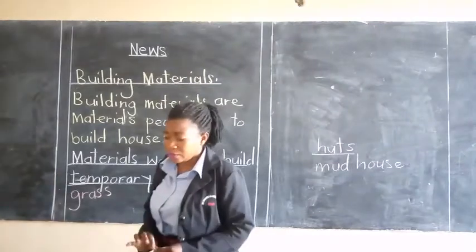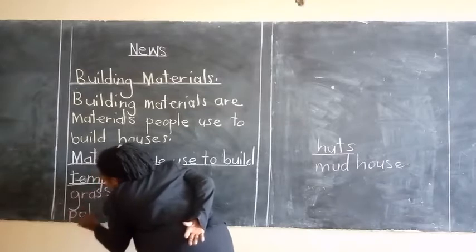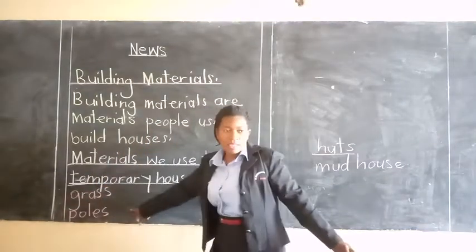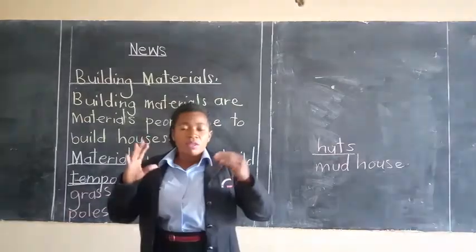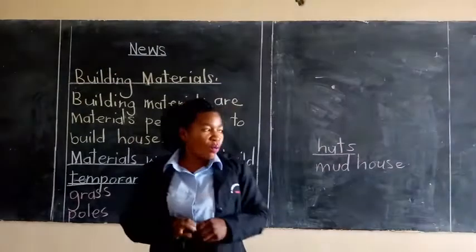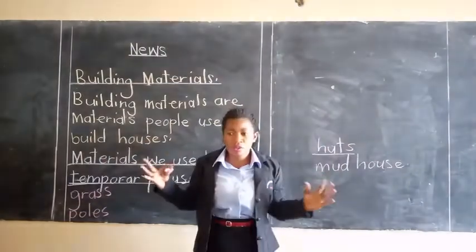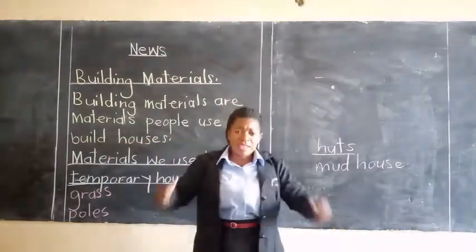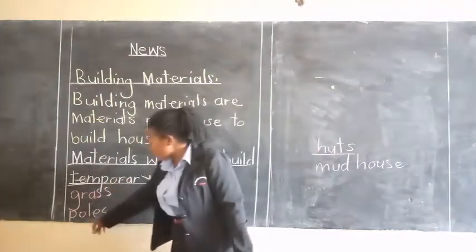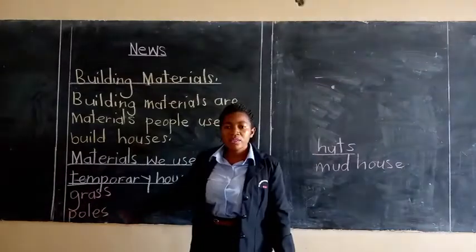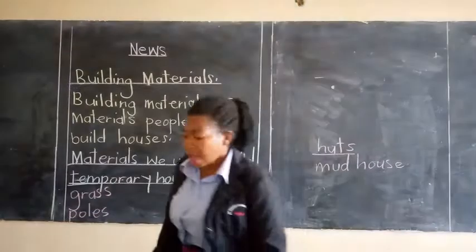Now, another building material that we use to build huts is poles. Poles, everybody, poles. With these poles, we can support the hut or the mud house so it does not fall down. It gives it the foundation and the house becomes strong. So we use these poles when we are building temporary houses.